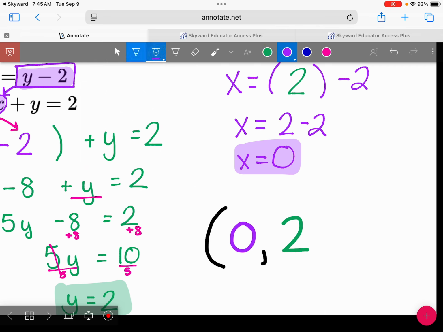It is always x, then y. Alphabetical order. X, Y, Z, X then Y. They're always in alphabetical order, x then y, as an ordered pair, with the parentheses. Zeros are an okay thing to be. We just kind of accidentally wound up on our y-intercept.